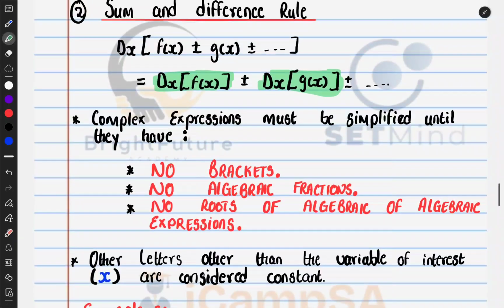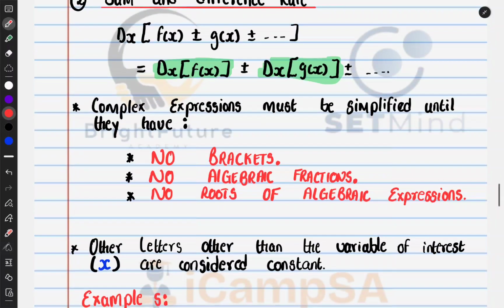And another thing to note here is that complex expressions must be simplified until they have no brackets, no algebraic fractions, and no roots of algebraic expressions. I've already mentioned that. It's always important to simplify your expression before you differentiate.